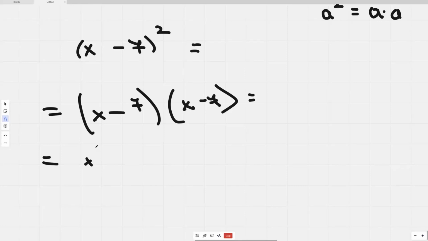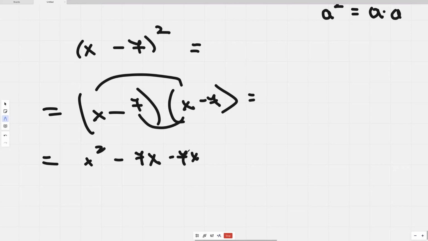So x times x will give us x squared. And then the first thing to the second thing in the second bracket, x to the -7 will give us -7x. And the inside things, the second item in the first bracket to the first thing in the second bracket, -7x again. And then lastly, two -7s, which will give us a plus 49. Don't forget the two negative signs will give us a positive sign.